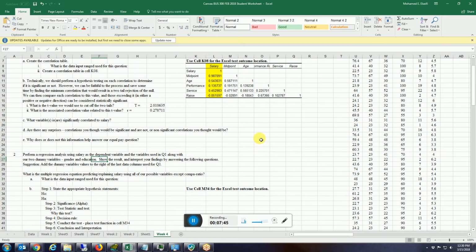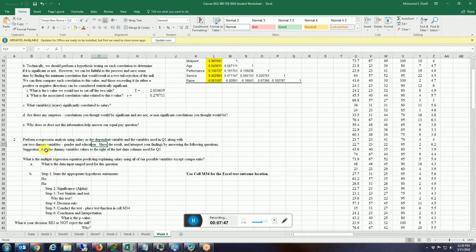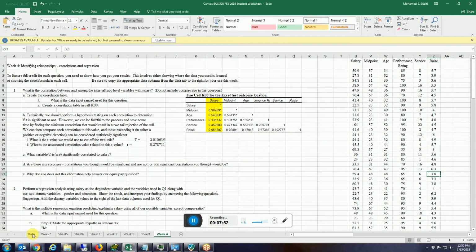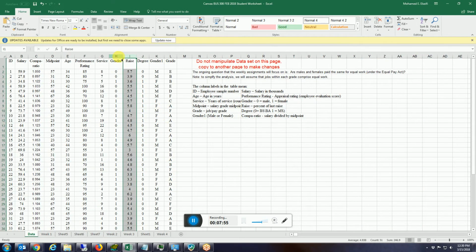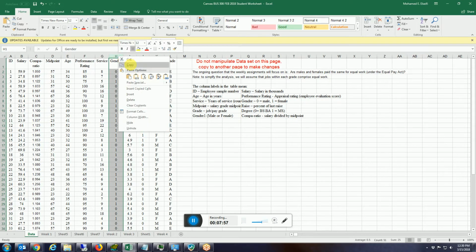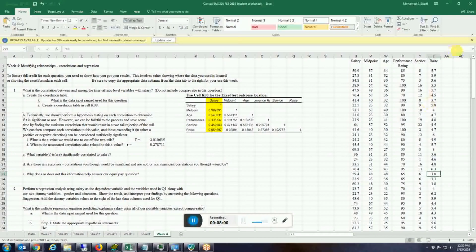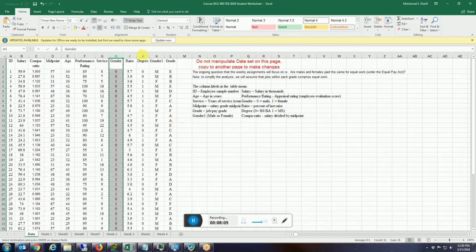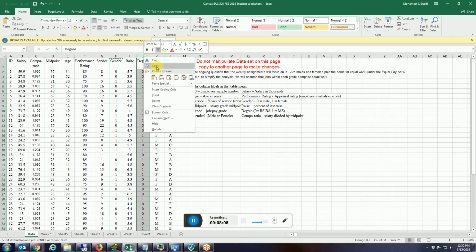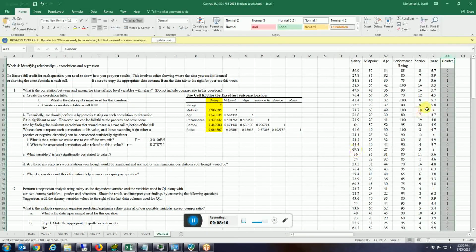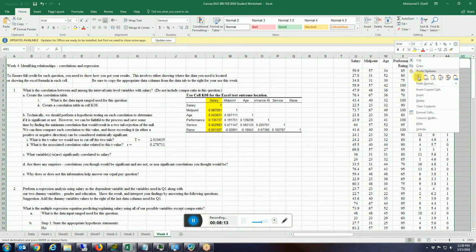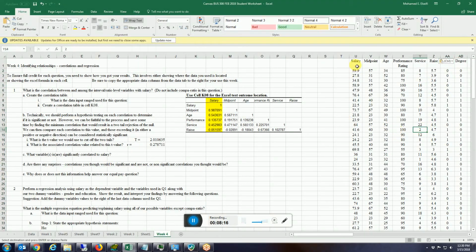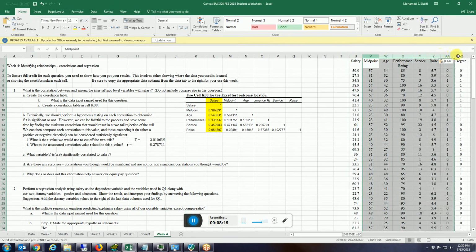Okay, so the first question asks you to add the dummy variable values to the right. So let's add them. So our variables here are, we want to add gender. So we want to add that as an independent variable, and we want to add degree just to see if education is also a good predictor for salary in this company. So this is our dependent variable, and this is our list of independent variables or predictors.